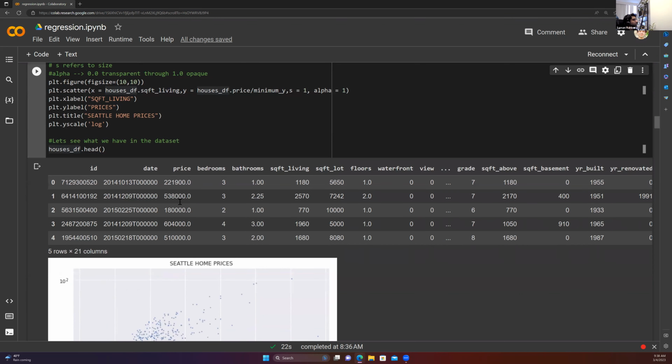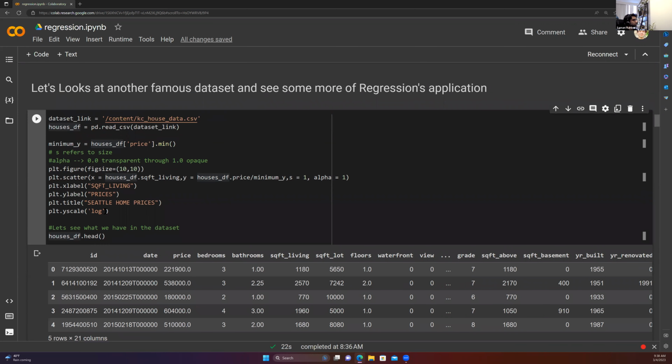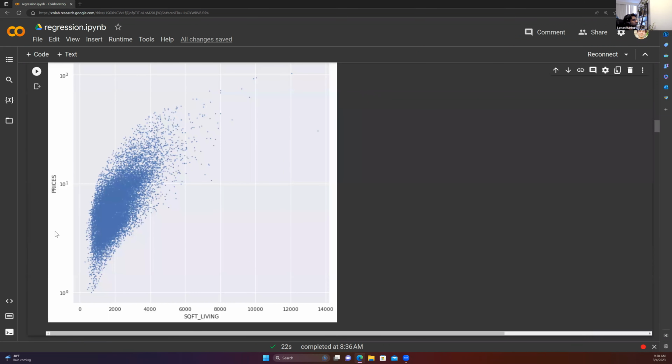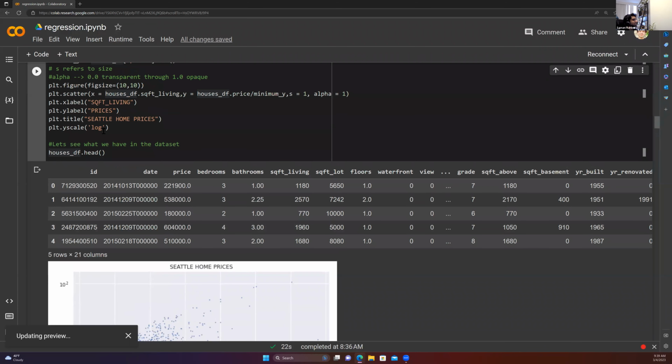So if I plot this data set, I'm using a scatter plot, and you can see the x-axis is the square feet, the y-axis is the prices, and you would see here that I'm using a log scale. So again, I'm using a scatter plot to plot x and y, this independent variable and this dependent variable. You can see this is normalized, so I divided by the minimum y to normalize it a little bit more. This is optional, but it's always good to do.